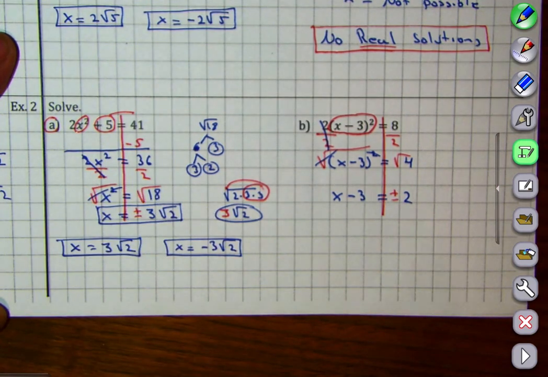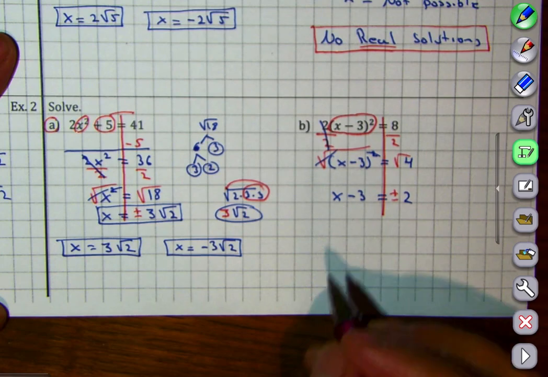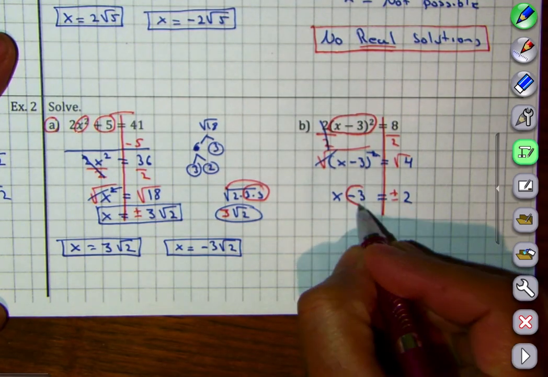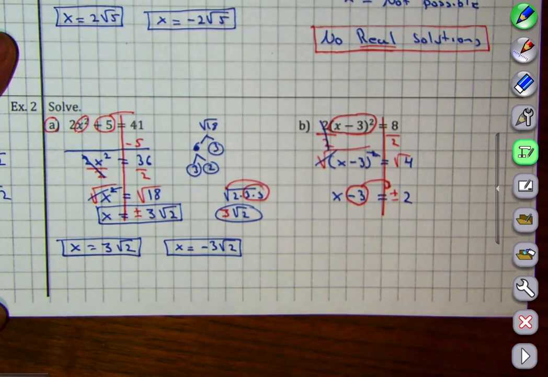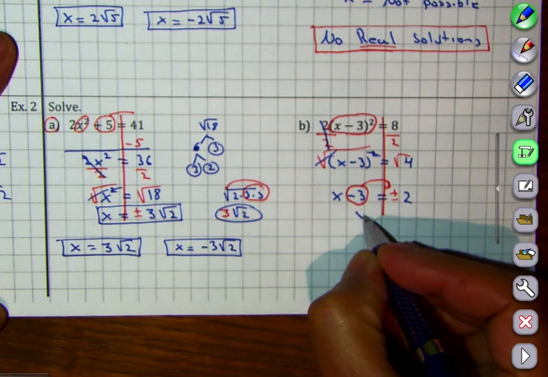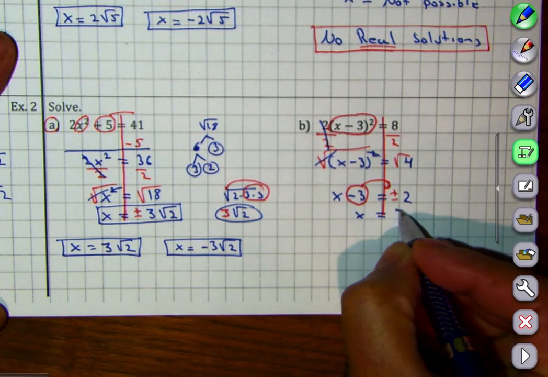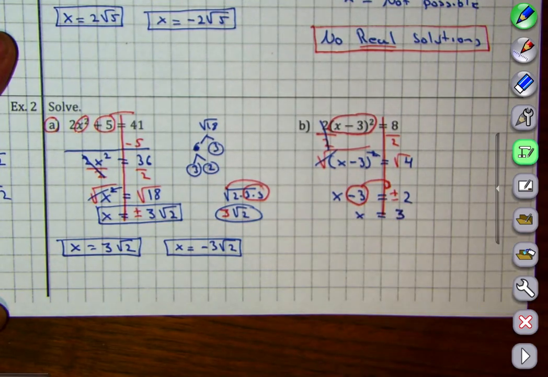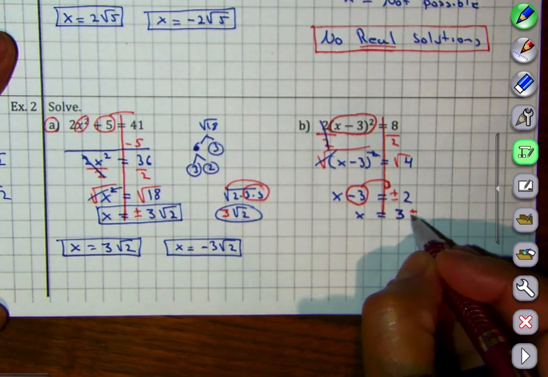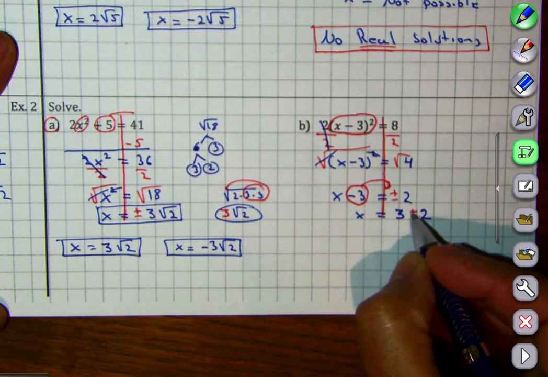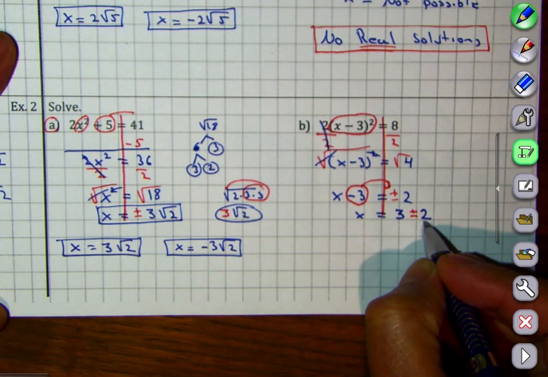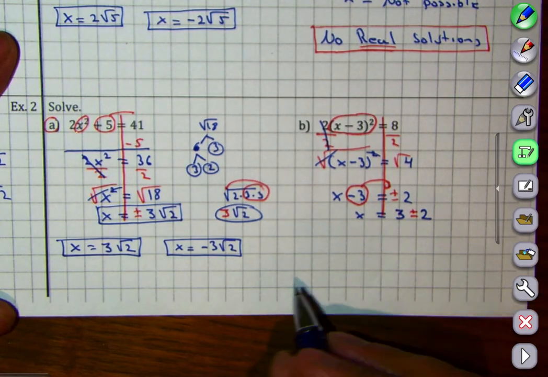And now we have one more step. I need to be able to leave the x by itself. So I'm going to move my 3 to the right, and I'm going to place it right after the equal sign. It becomes a positive. So therefore, x equals positive 3, and then we still have my plus or minus 2. Notice that the plus and minus belongs to the 2. And now we're going to have two answers.